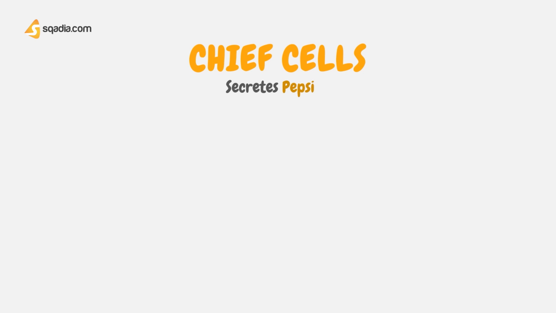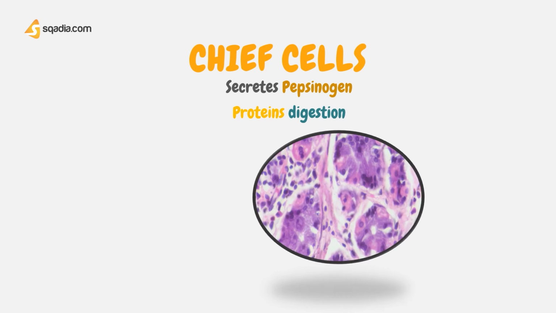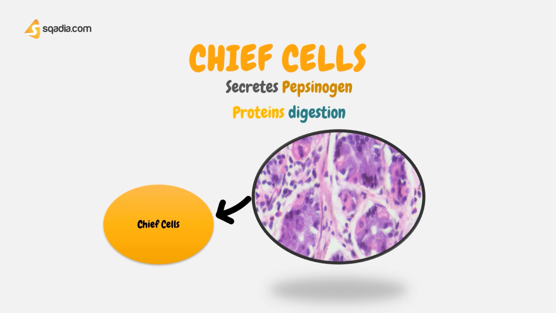Okay, so let's move towards the chief cells. The chief cells secrete pepsin in its inactivated form called pepsinogen. We can memorize them by an abbreviation, PC. Pepsin aids in protein digestion by breaking the complex protein molecules into simpler amino acids.